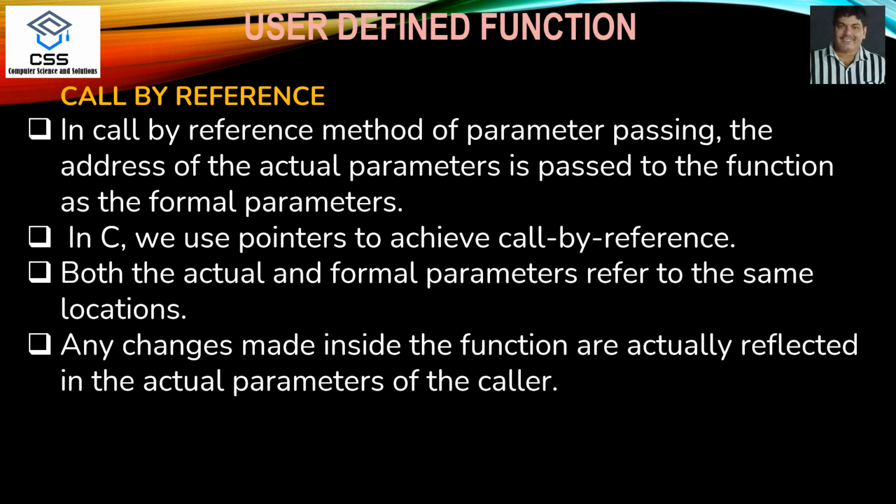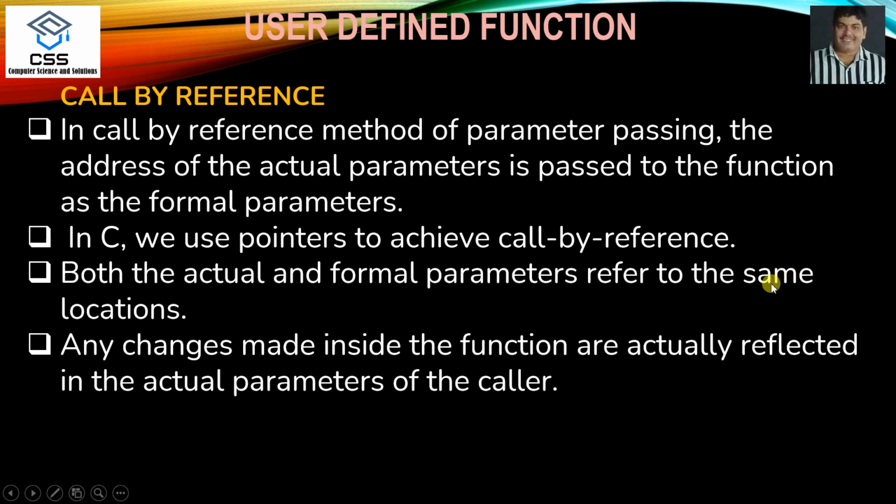So why does a duplicate copy of memory not form? The value which you pass by address will be received in the called block and in the same memory location the changes will be made. Hence it is represented in the call by reference method of parameter passing. The address of the actual parameter is passed to the formal parameter of the function. In C, we use a pointer to achieve call by reference. Both actual and formal parameter refer to the same memory location.